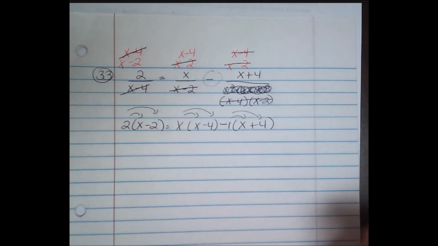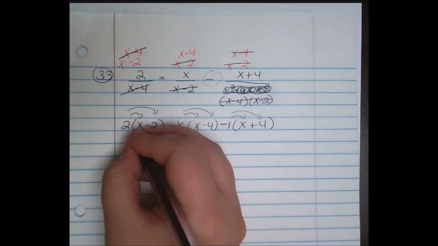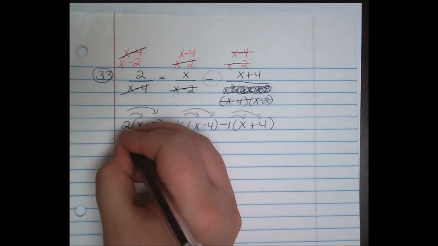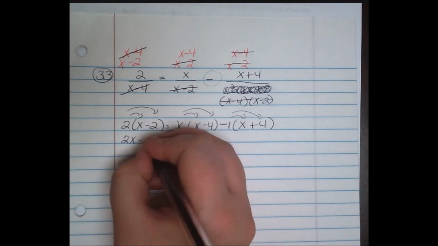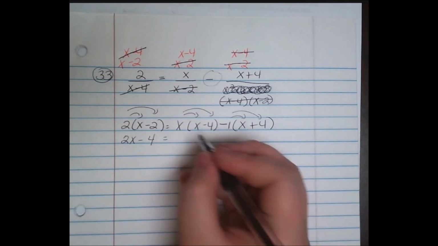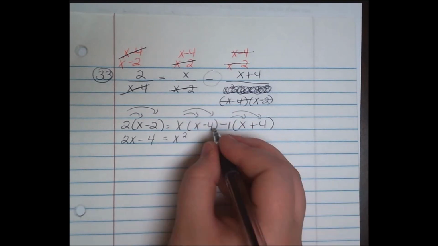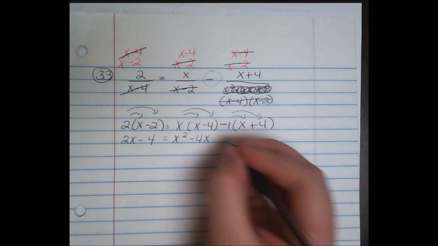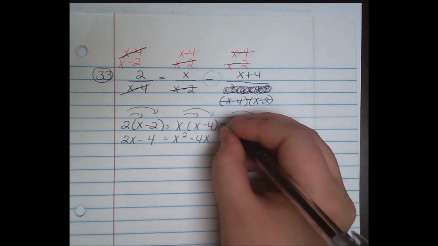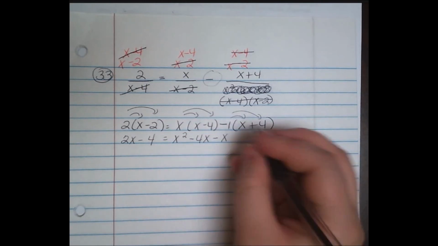So 2 times x is 2x. 2 times negative 2 is a negative 4. X times x is x squared. X times negative 4 is negative 4x. Negative 1 times x is negative x. Negative 1 times 4 is negative 4.